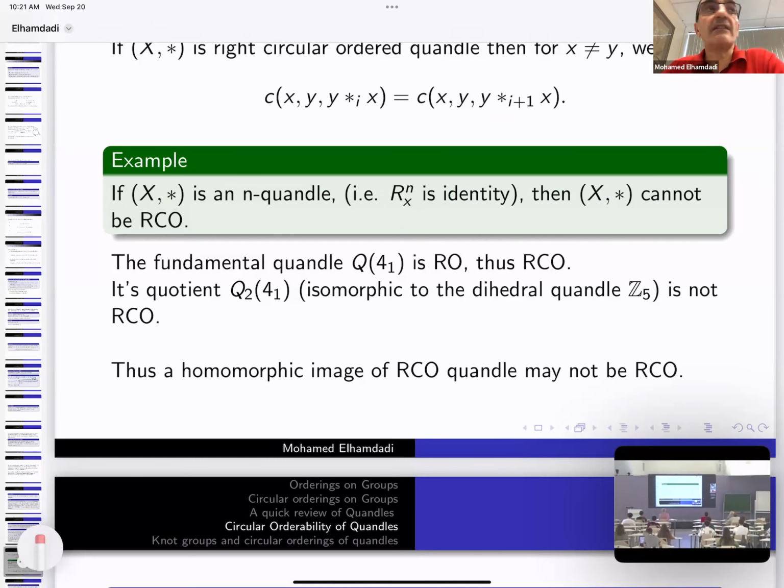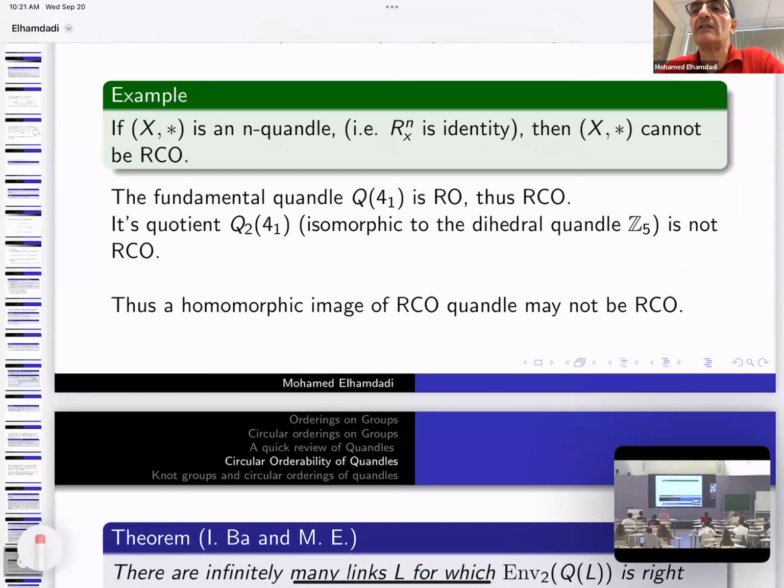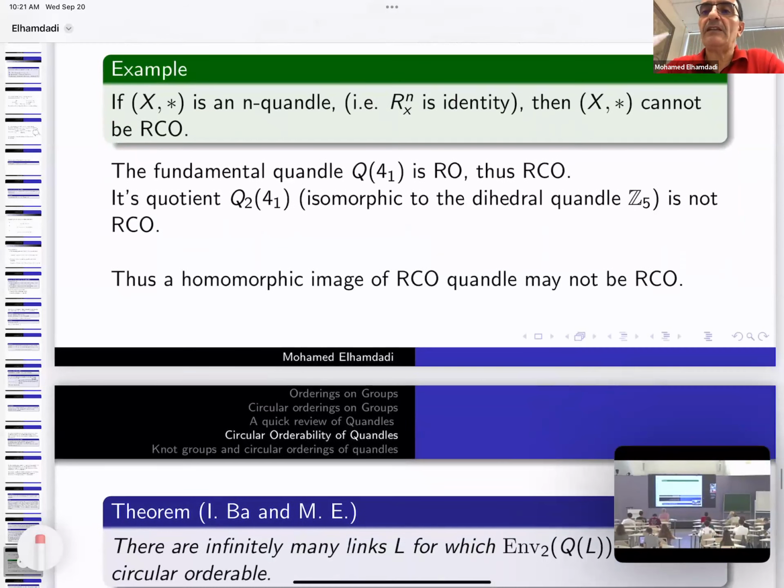Because here the quandle elements are just involutions, R_x squared equals identity. And I think in Winker, he gives the details. This is an elementary exercise. One can check that the involutory quandle of the knot quandle of the figure 8 knot is just the dihedral quandle on Z5. This tells us that a homomorphic image of a right circular orderable quandle may not be right circular orderable. Q of 4_1 was right circular orderable, but its quotient is not.